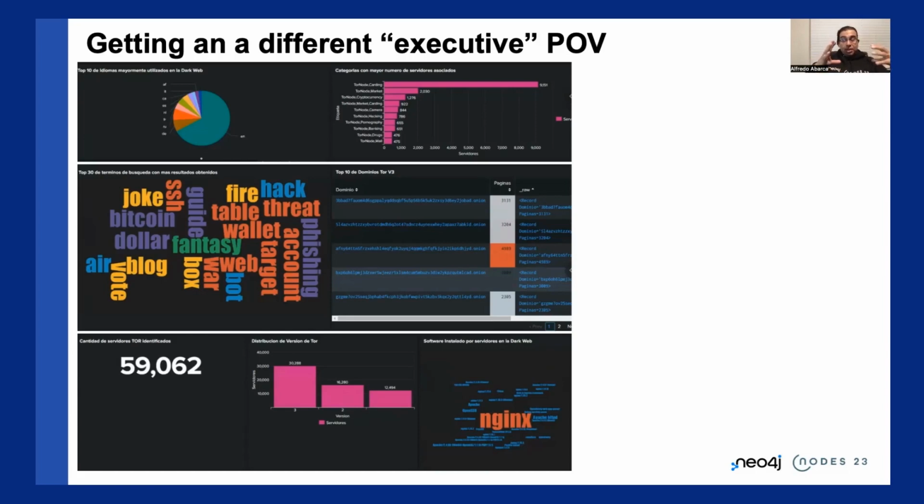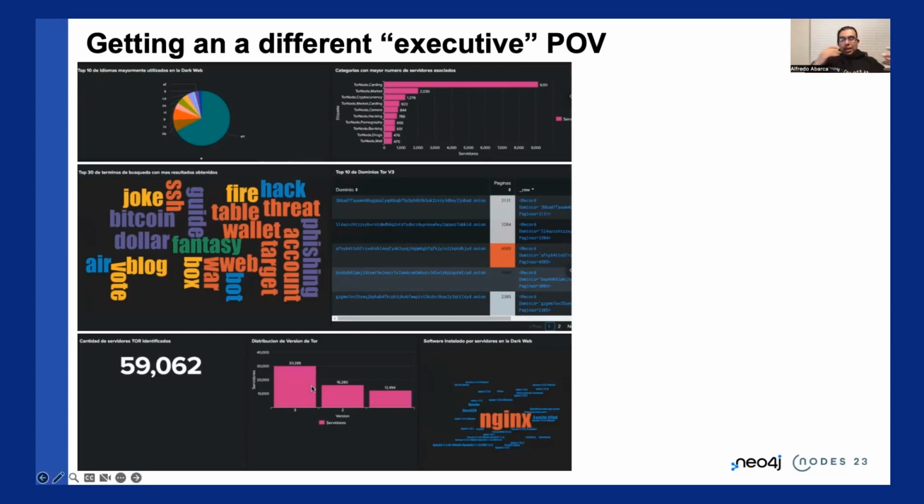Because this gives us an idea of how volatile this information is, how many domains are being created since we started running the search, right? How the potential threat actors are moving and the technologies behind that.